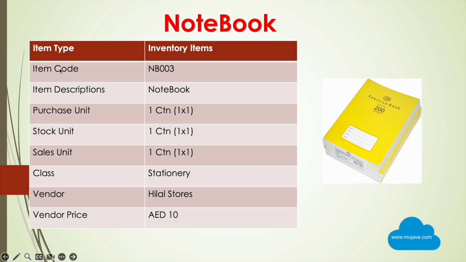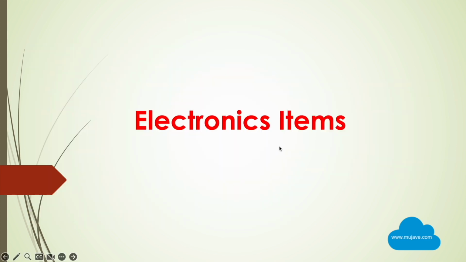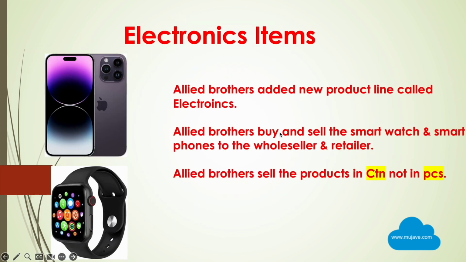Here the item type is inventory items and it shows the item code, description, purchase unit, stock unit, sales unit, class, vendor and its price. Electronics items. Allied Brothers ordered a new product line called electronics. Here Allied Brothers buy smartwatches and smartphones and sell them to the wholesaler and retailer.